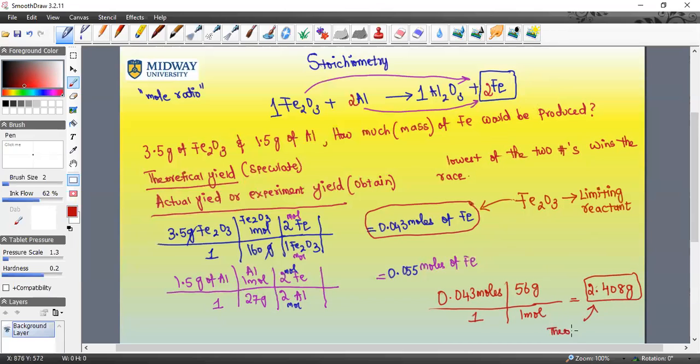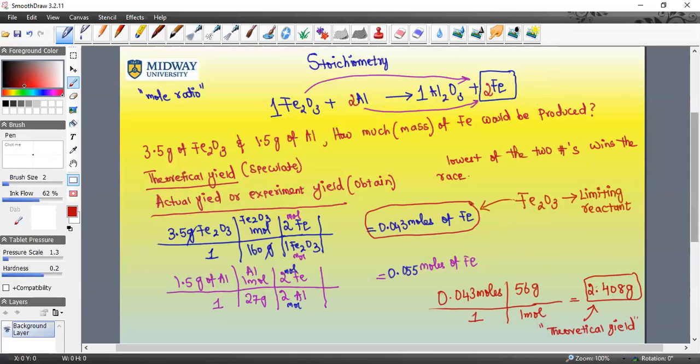Means before you actually commence the reaction or the demonstration that I did, if I want to know how much of that iron piece I would get, then this is exactly what I would do, so I can get 2 grams of iron in the process. Okay, now how do we calculate the actual percent yield?